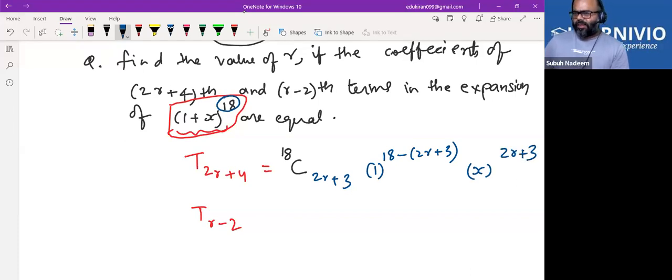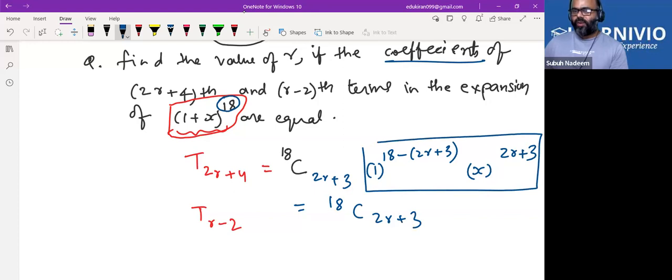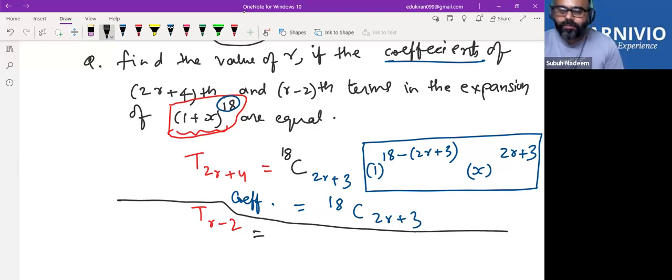1 to the power anything is 1, and x to the power 2r plus 3 is basically a variable. So if we only talk about the coefficients, the coefficient will be 18C(2r plus 3). The rest we don't have to write down. 1 will become 1 and x to the power 2r plus 3 is the variable. So that is the coefficient. If we talk about T(r minus 2), can you tell what T(r minus 2) would be in that case?